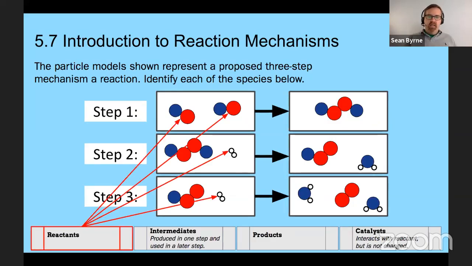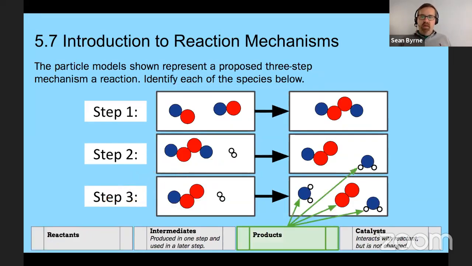We have some reactants. Here's a good example of some reactants that are actually appearing in the second and the third step. Those are hydrogen atoms that are here. So we have some oxygen and nitrogen up here, and this is some hydrogen that's reacting. Those are our reactants. Our products can appear in several different locations. So we have lots of water that's getting produced.